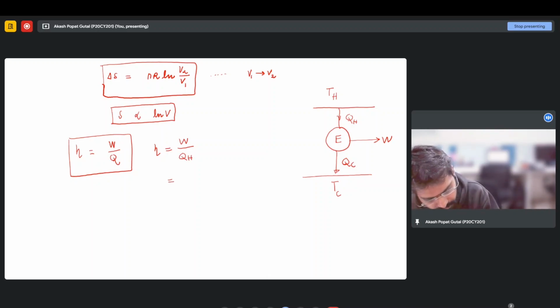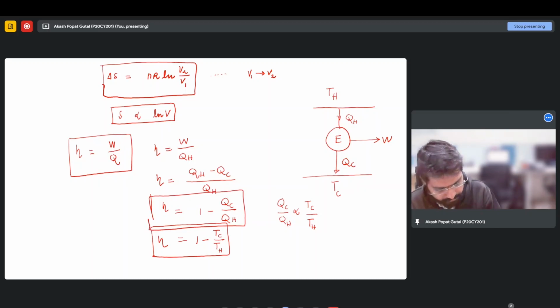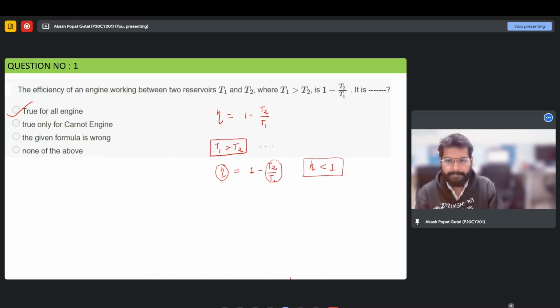Work done is nothing but the difference between heat taken from the hot reservoir and heat supplied to the cold reservoir, divided by heat taken from the hot reservoir, which is nothing but 1 minus QC by QH. And as we know, QC by QH is proportional to TC by TH, which will give you 1 minus TC by TH. So we know these two formulas. This is the first question.